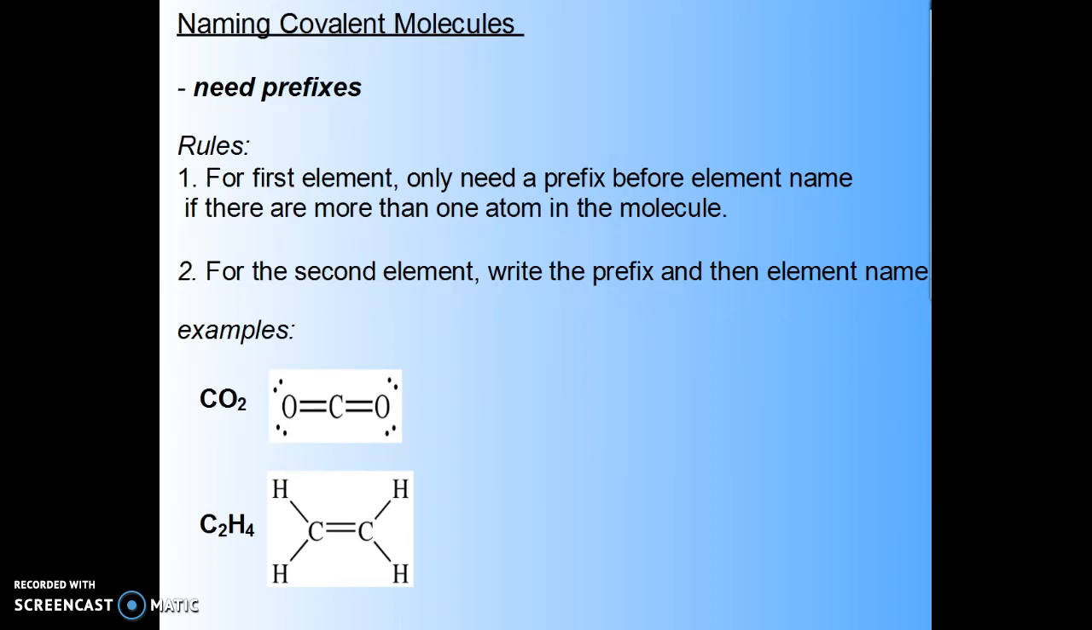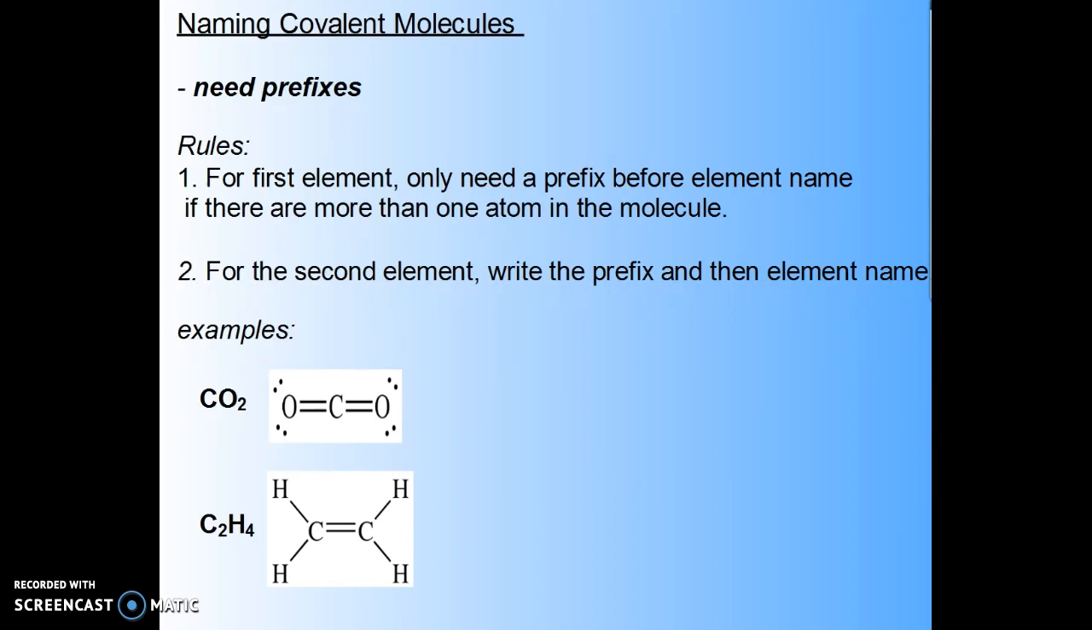Carbon is in group 4. It's to the right of the stair-step line that separates the metals from the non-metals, so that means it's a non-metal. And oxygen, same story. It's in group 6 to the right of the stair-step line. So when we are naming these compounds, after we've confirmed that it's covalent, you will only need a prefix for the first element if there's more than one atom of that element in the molecule.